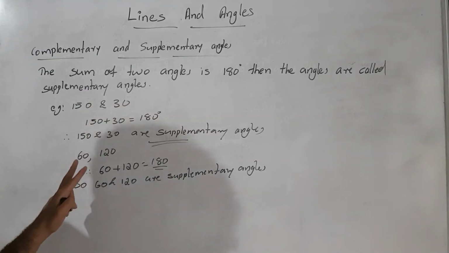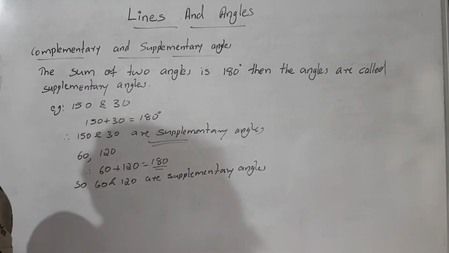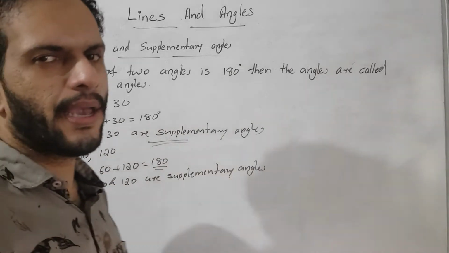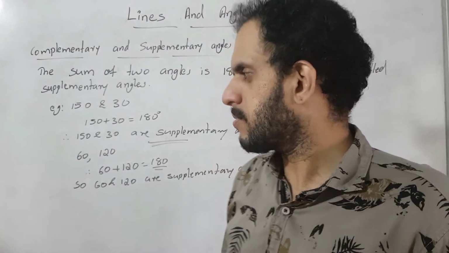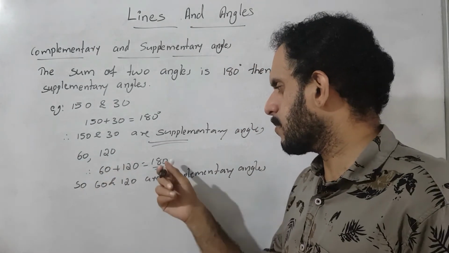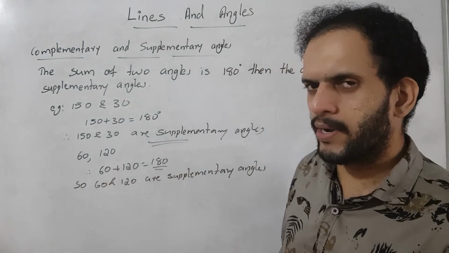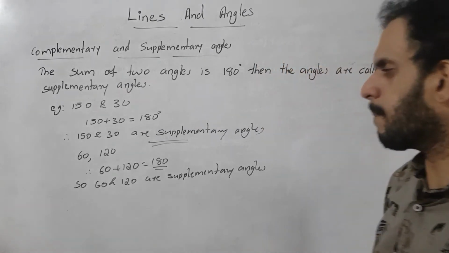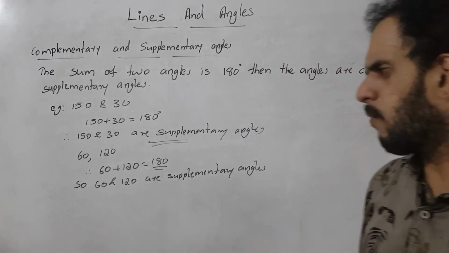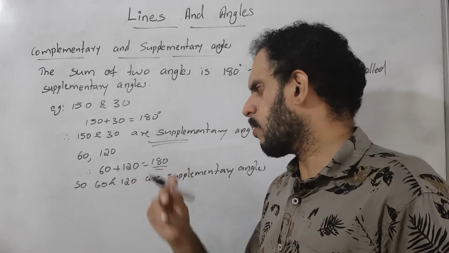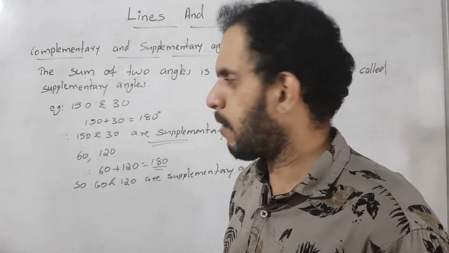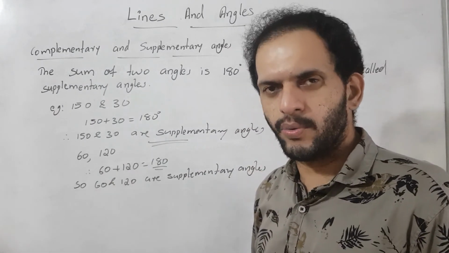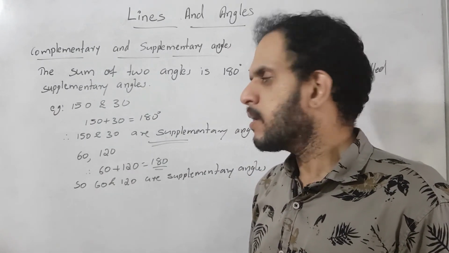Okay, how do we check that 60 and 120 are supplementary? We add them. 60 plus 120 is equal to 180, so what do we conclude? So 60 and 120 are supplementary angles. Here we call 120 the supplement of 60, and 60 is the supplement of 120.